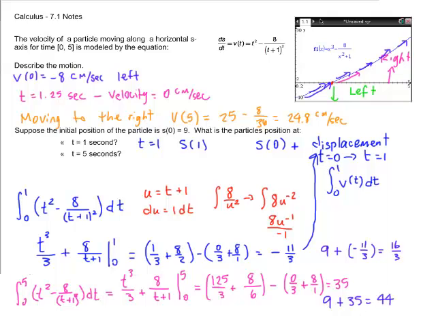Okay, so the biggie for this guy is that your final position is equal to your initial position plus displacement. So if we wanted to sort this out for 10 seconds or 20 seconds or 2.5 seconds, we could do any of those or all of those.